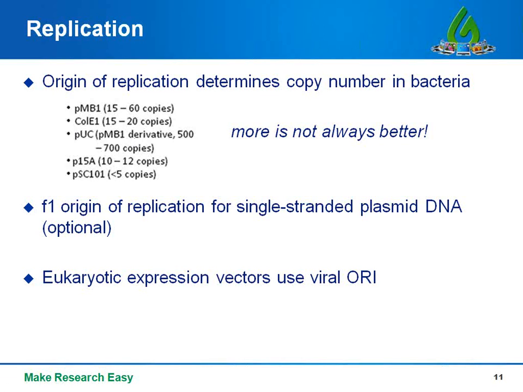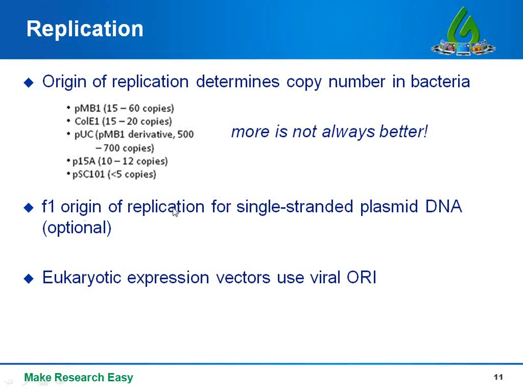So in eukaryotic cells, plasmids don't normally exist unless they've been brought in by viruses. So there are no naturally occurring eukaryotic origins of replication for plasmids. And a bacterial origin of replication will not allow for plasmid replication in mammalian cells. So instead, eukaryotic expression vectors typically use a viral origin of replication.